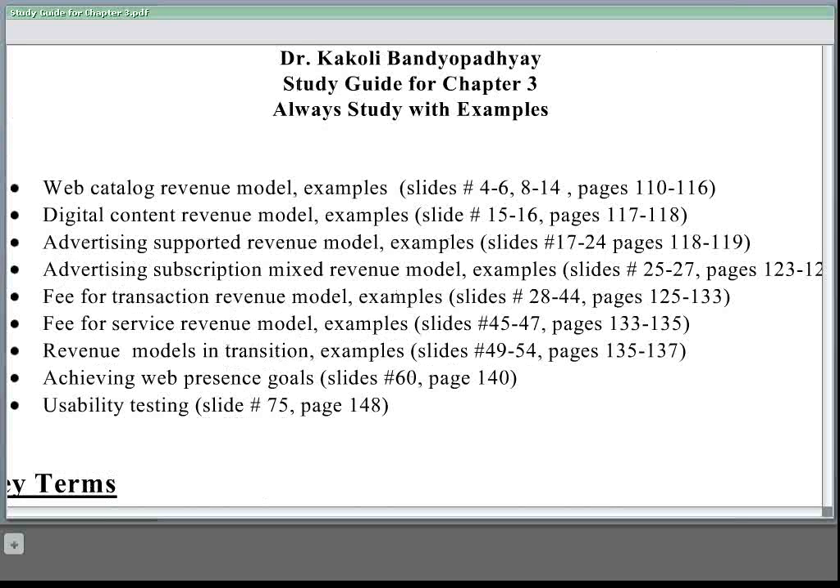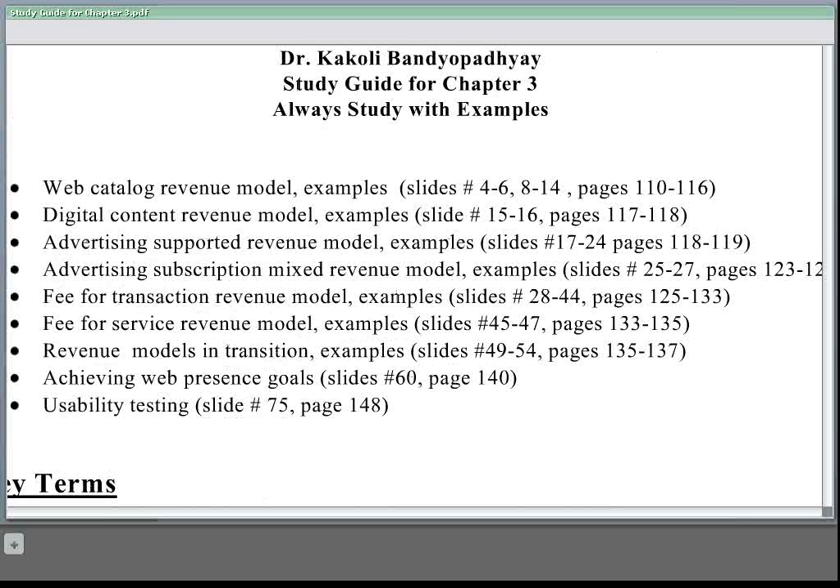Now, revenue models in transition. Revenue models are changing. Many companies change from one revenue model to another to meet the needs of their customers, and as they go with the business, they make this transition to suit them better. For example, you may change from subscription to advertisement supported model, or you may change from advertisement supported to subscription model, and so on, depending on the needs of the business. Companies change their revenue models, and sometimes there can be multiple changes.